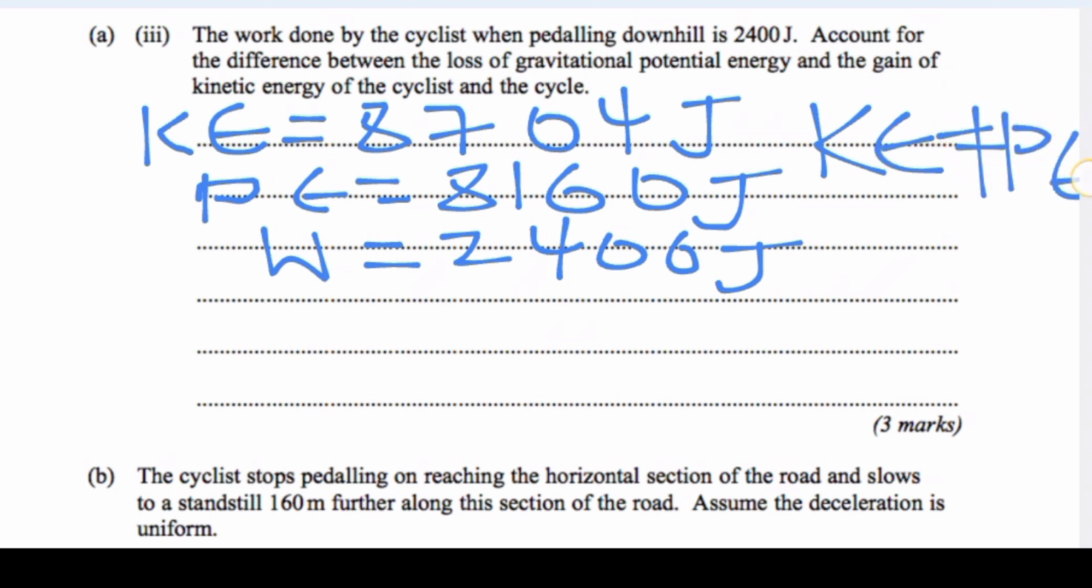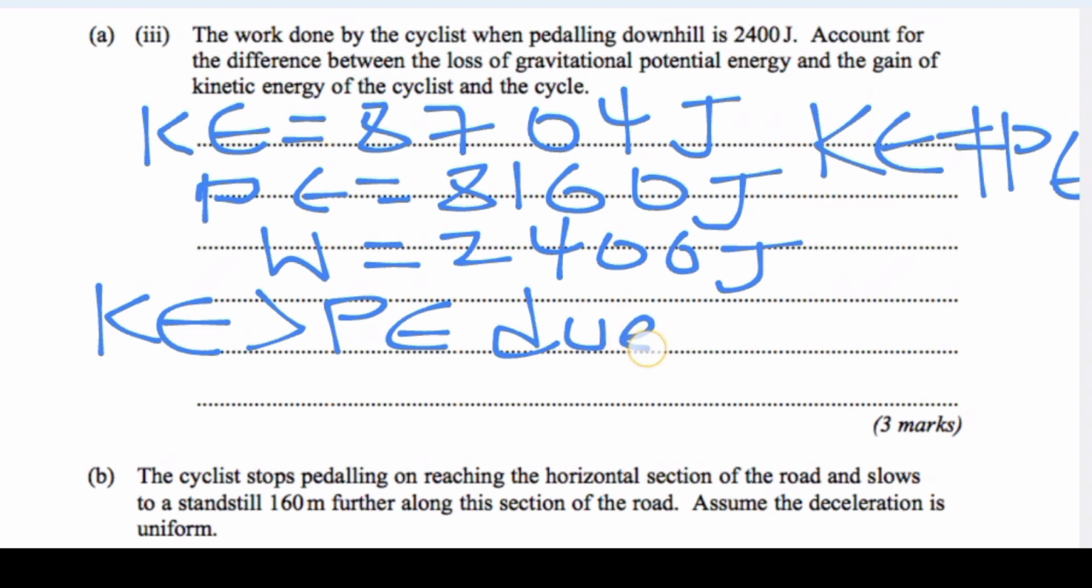They are different. The reason is that there is extra work done by the cyclist, right? The cyclist is pedaling, so he's doing some work other than the work done due to gravity. The gravity is doing work and also the cyclist is doing work. So the kinetic energy is greater than the potential energy because of the extra work done by the cyclist.